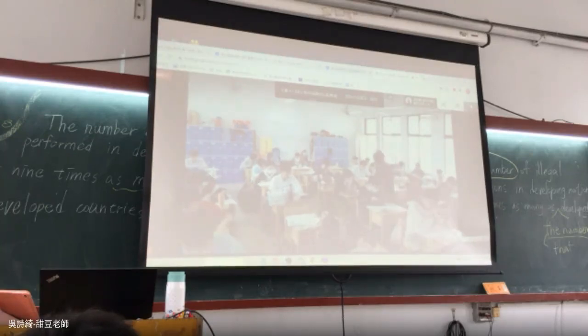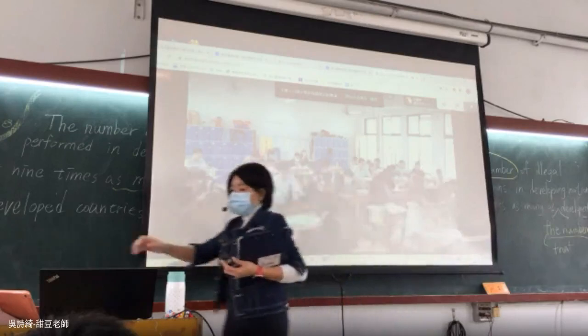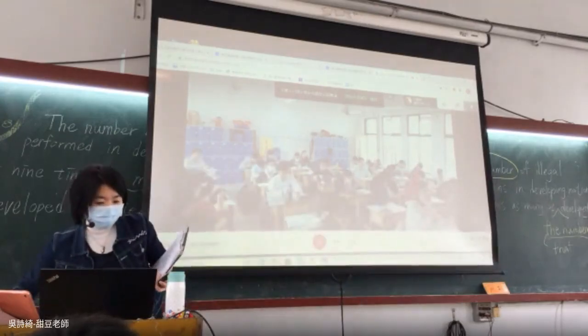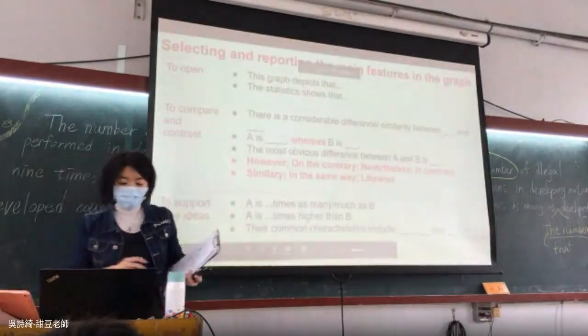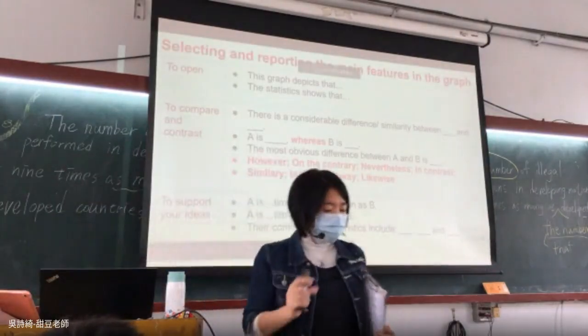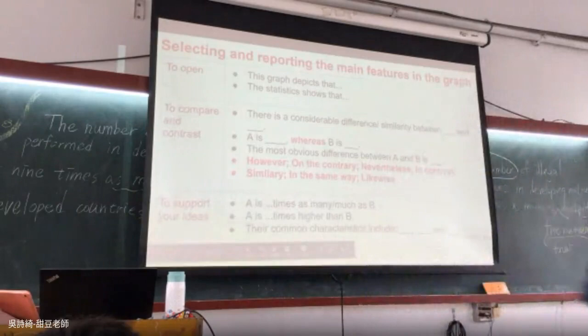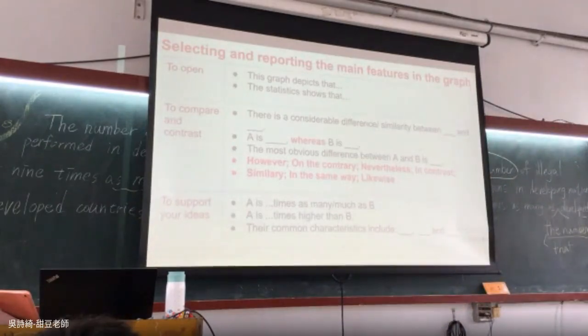You don't have to start a new sentence. Try to combine the old sentence. And use, for example, I have to go back to the screen so that you can see. Use some of the transition sentences. For example, however, in contrast, and make it more like a complete passage.